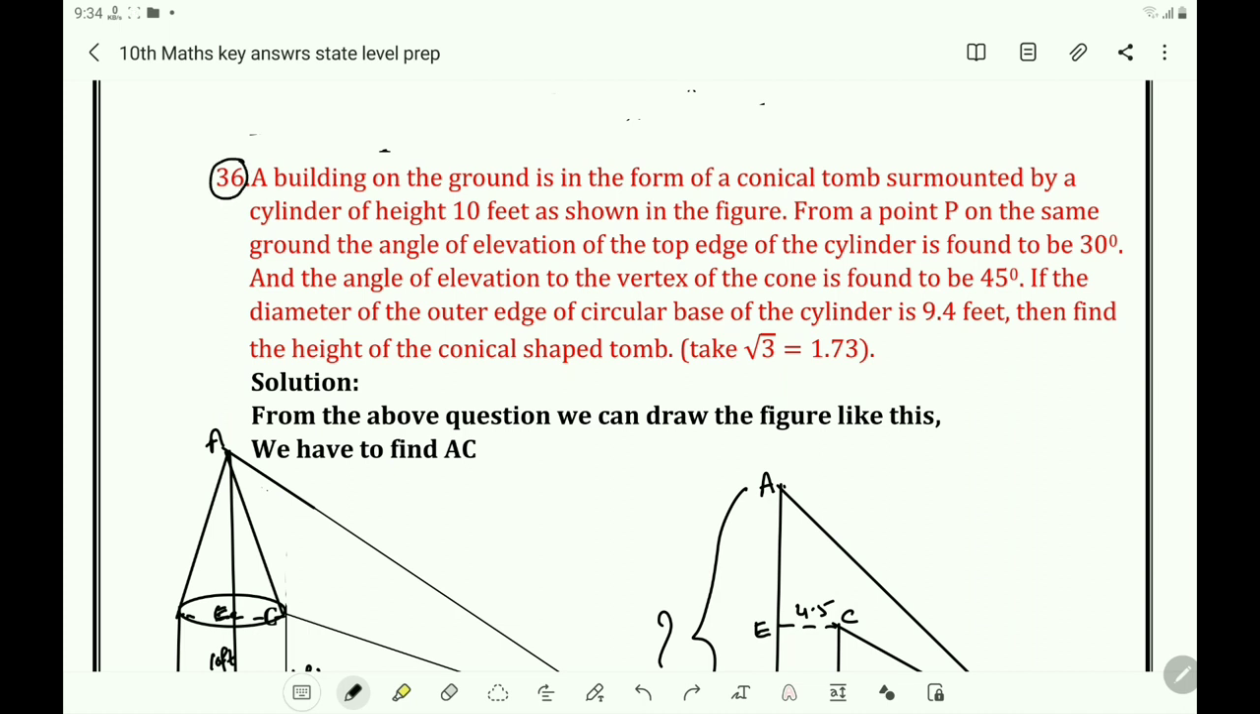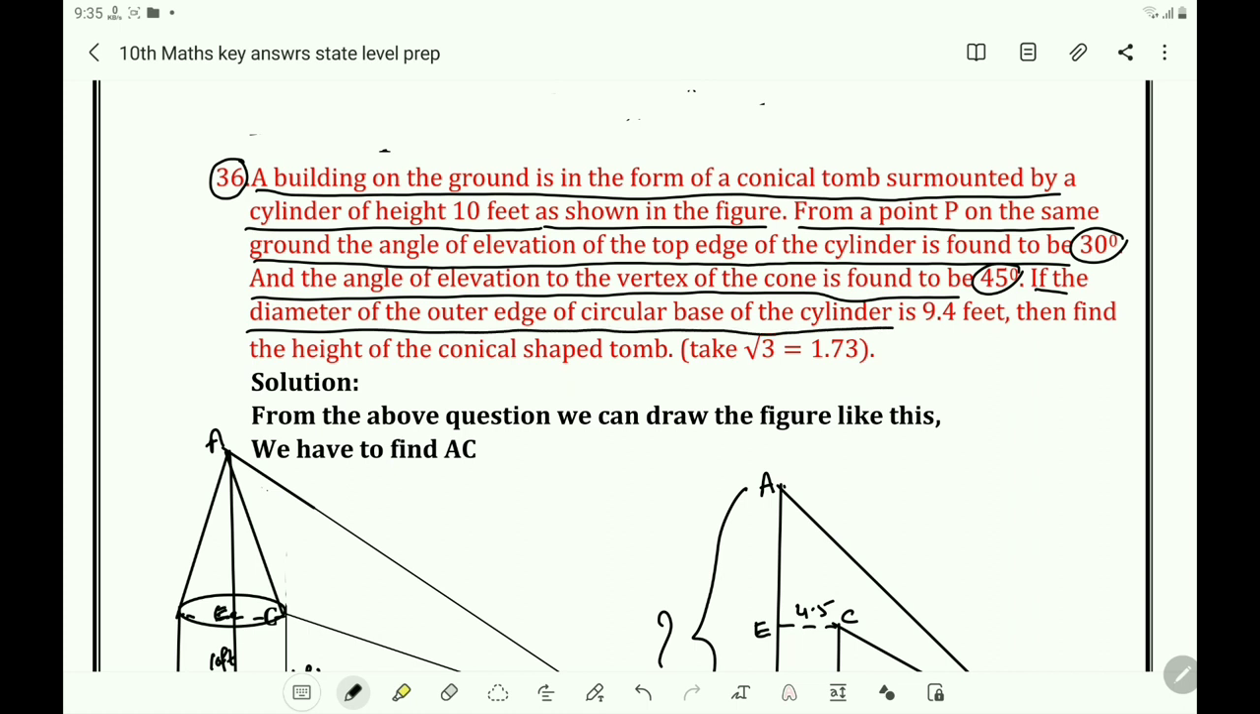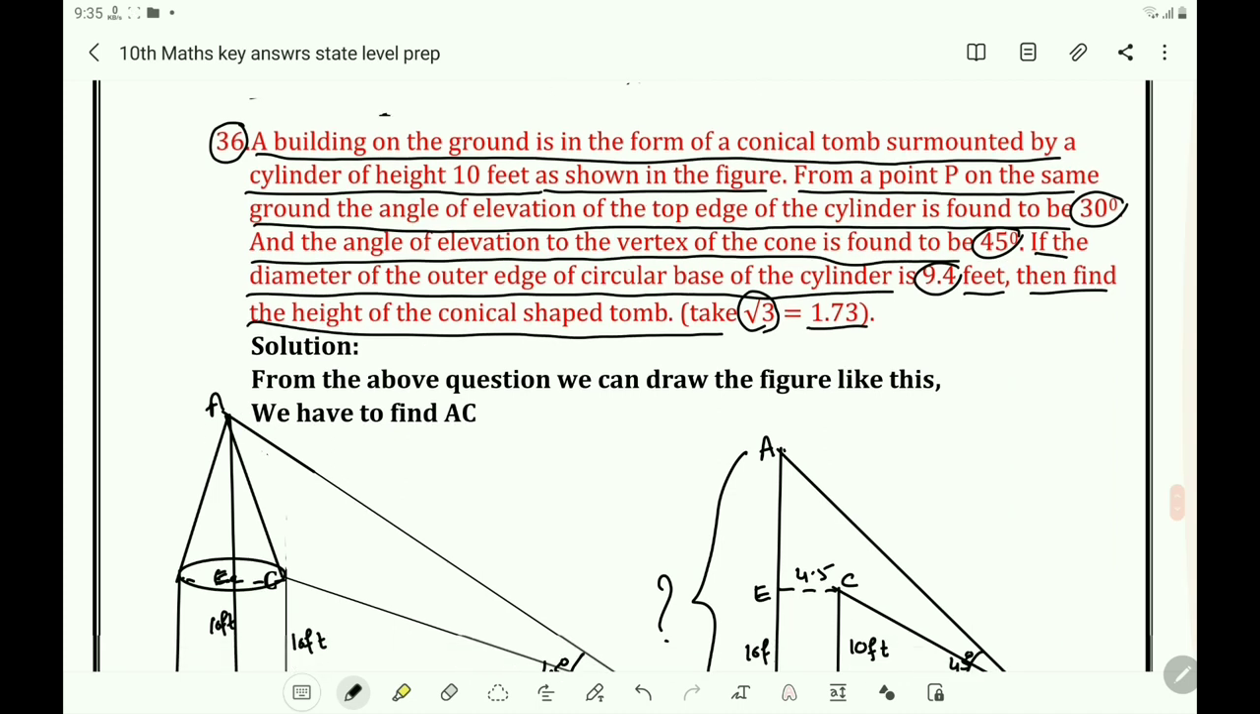Now you take the question number 36. What is the question? A building on the ground is in the form of a conical tomb surmounted by a cylinder of height 10 feet as shown in the figure. From a point P on the same ground, the angle of elevation of the top edge of the cylinder is found to be 30 degrees. And the angle of elevation to the vertex of the cone is found to be 45 degrees. If the diameter of the outer edge of the circular base of the cylinder is 9.4 feet, then find the height of the conical shaped dome. Here, root 3 equals, we have to take 1.73.